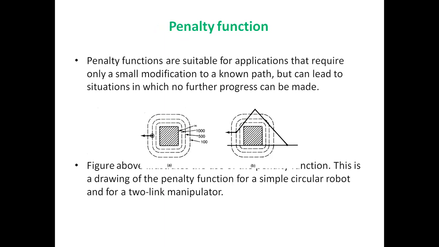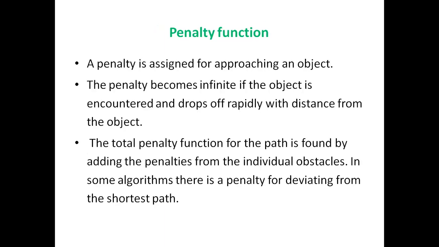Penalty functions are suitable for applications which require only a small modification to a known path. So no further progress can be made over on it. This is the drawing of penalty functions for a simple circular robot for a two-link manipulator. A penalty is assigned for approaching an object. The penalty will become infinite when the object is encountered and drops off rapidly with its distance to the object. The total penalty function for the path is found by adding the penalties from the individual objects.